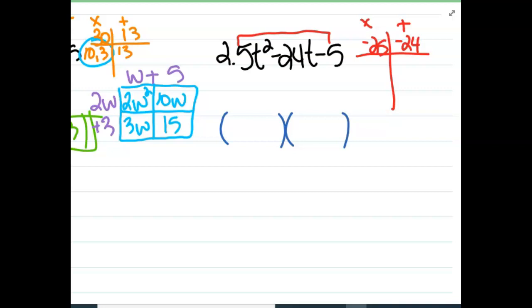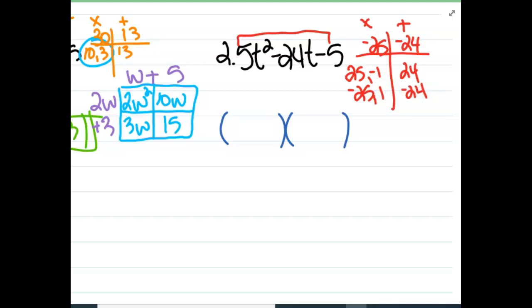25 doesn't have a ton of factors. What are some things that multiply to give you 25? Okay, 25 and 1. Now, since I'm going to multiply and get a negative, one of these has to be negative. If I do a negative 1, that's going to give me a positive 24. It's going to be a negative 25 and a positive 1. That will give me negative 24.